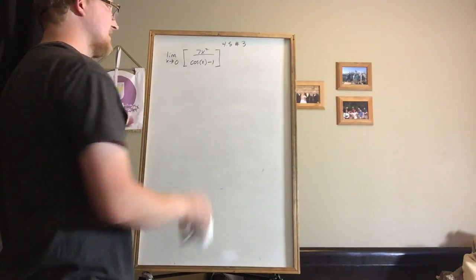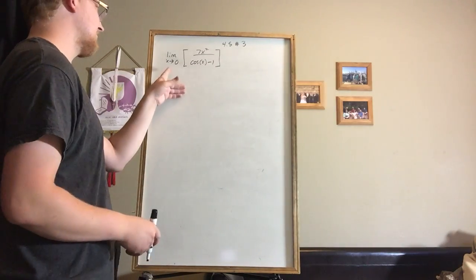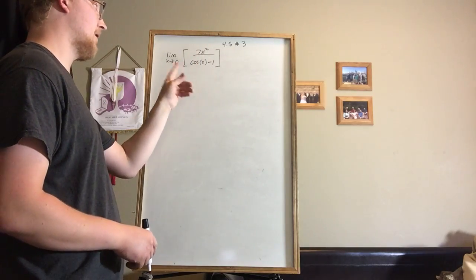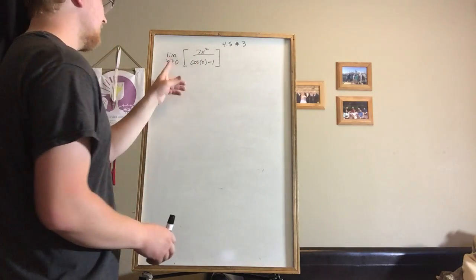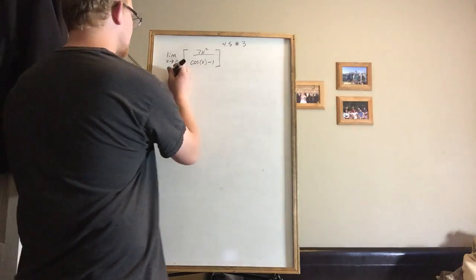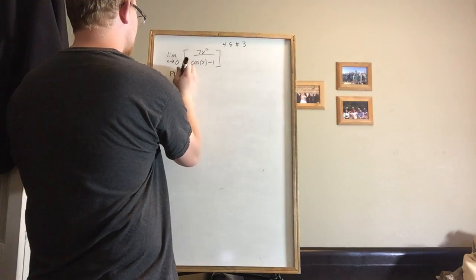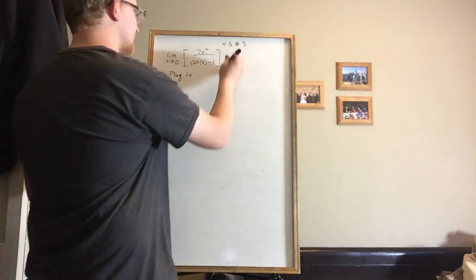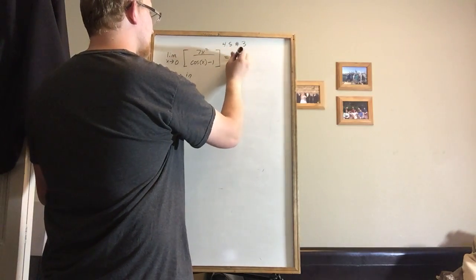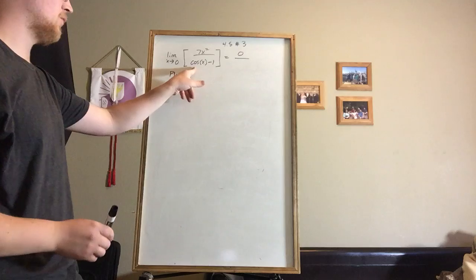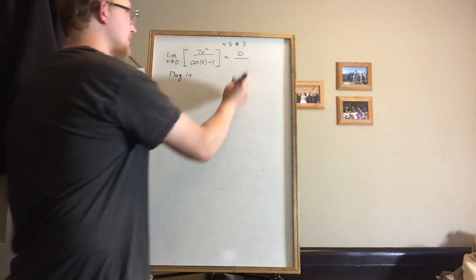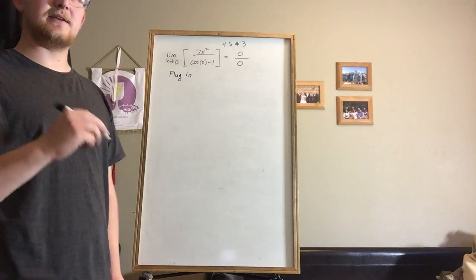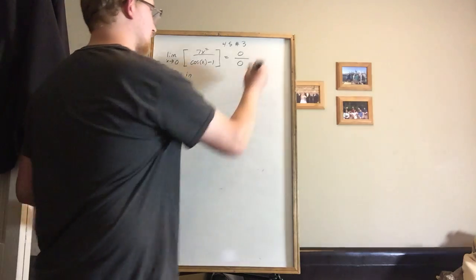So for this problem number 3, it asks us to find the limit as x approaches 0 of 7x squared divided by cosine x minus 1. If we just plug in the value, this is the only way we can find out if it's indeterminate or not. 0 squared times 7 is 0. Cosine of 0 is 1, minus 1 is 0. So we end up with 0 over 0. So we proved it's indeterminate.